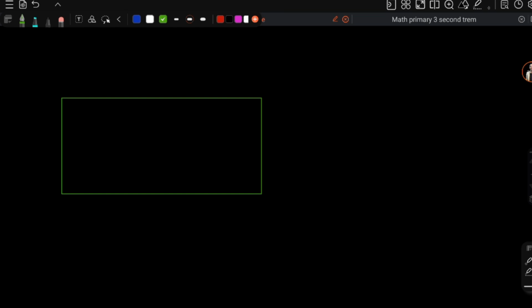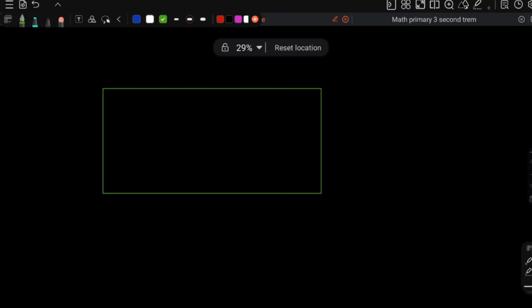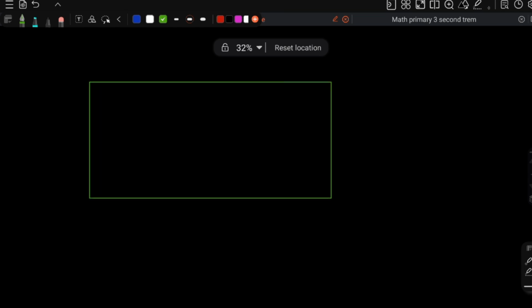The next lesson is the perimeter of the square and rectangle. We studied this lesson in the first term, but we will review it in the second term, and we will make sure that you understand it, about the perimeter of the rectangle and the perimeter of the square. What is the meaning of the perimeter at first?